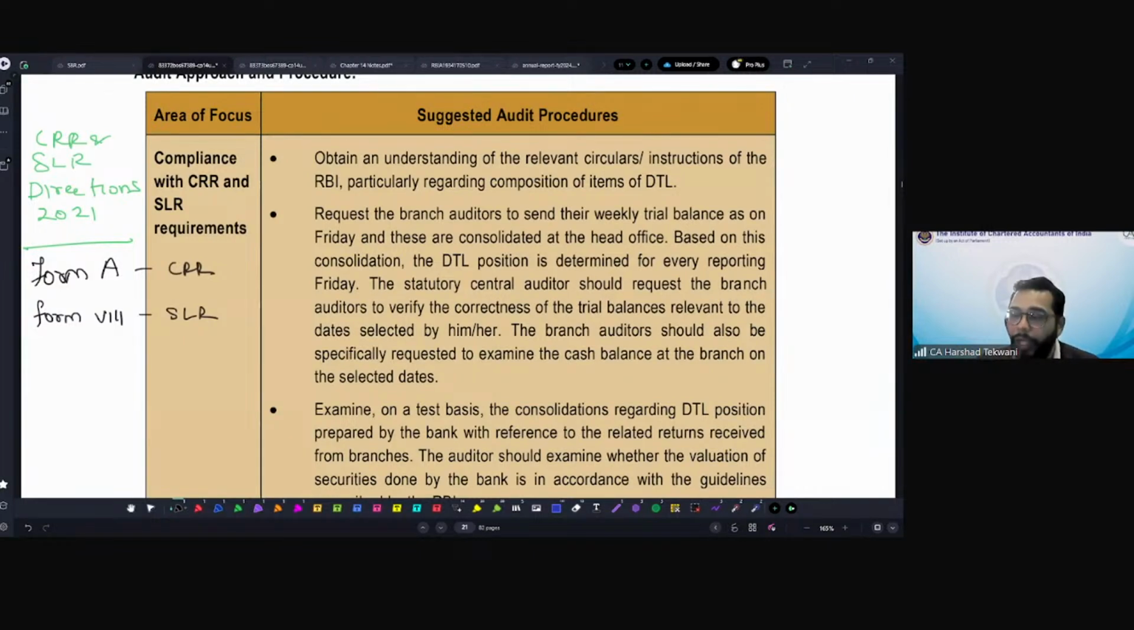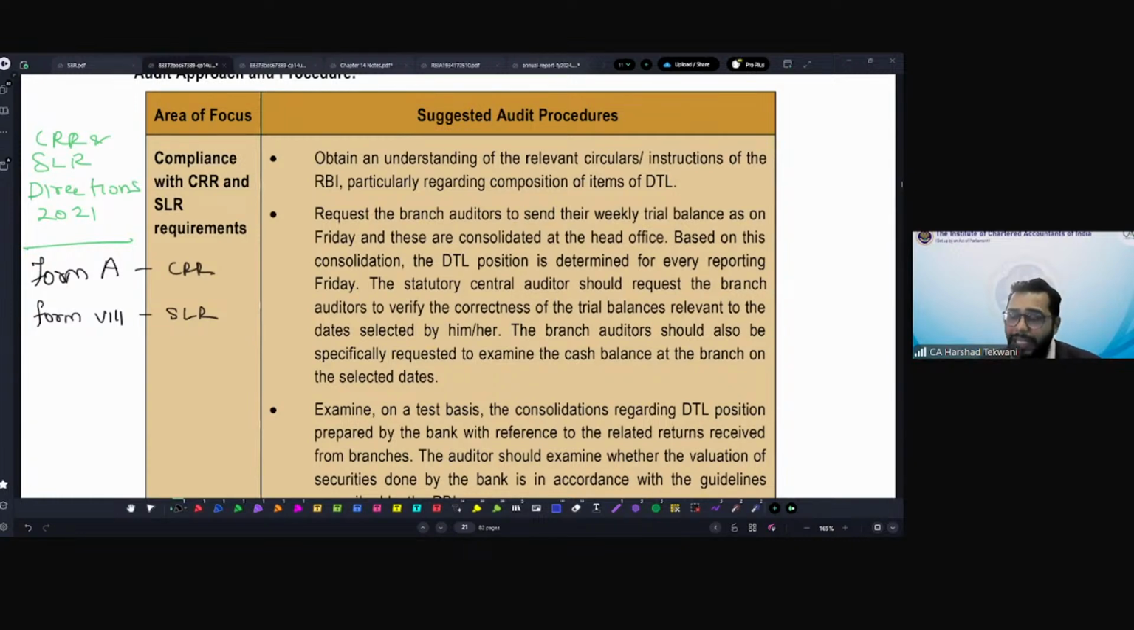For example, for the CRR, each and every bank is required to maintain a cash reserve, which is a percentage of its total net demand and time liabilities. So they have to calculate net demand and time liabilities, and on the basis of that, apply that percentage. They need to make sure it is maintained on an average daily balance, and this is reported every fortnight, on the Friday.